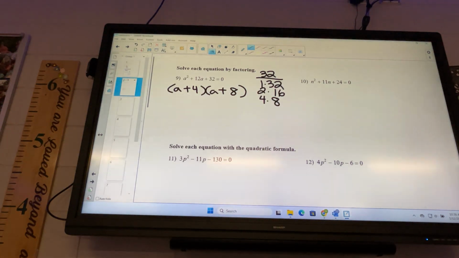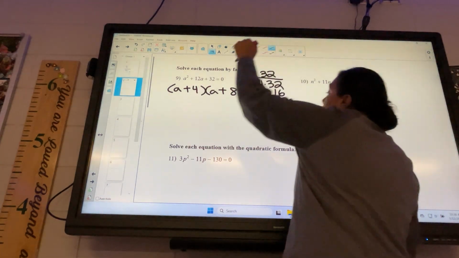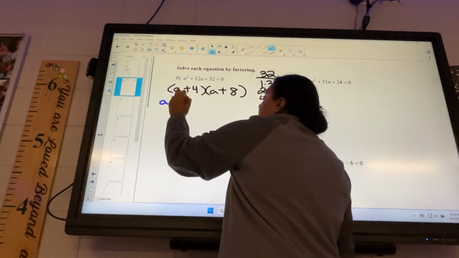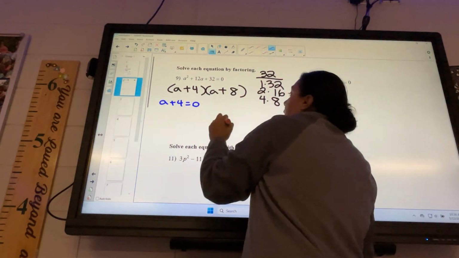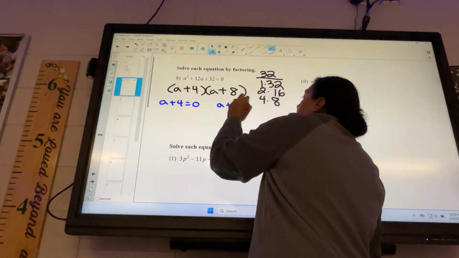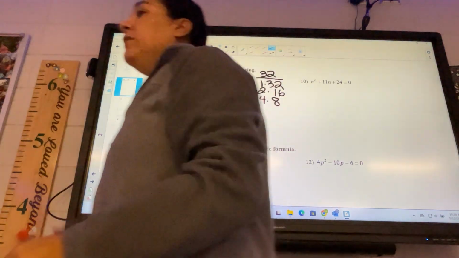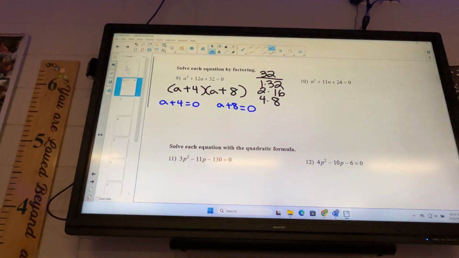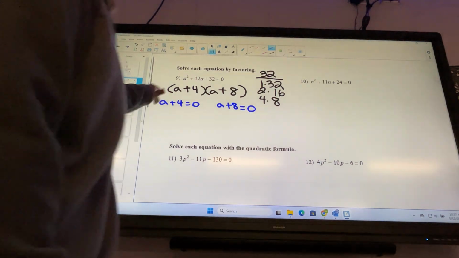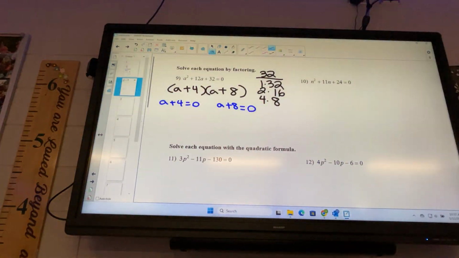This one is different because it says equals 0. Now, I'm going to do this the slow way. However, there is a shortcut if you can recall it. So it's going to look like A plus 4 equals 0 and A plus 8 equals 0. We set both of the inside pieces equal to 0. Is that it? It is not. So we're going to solve for this very first one. How would I solve for that?